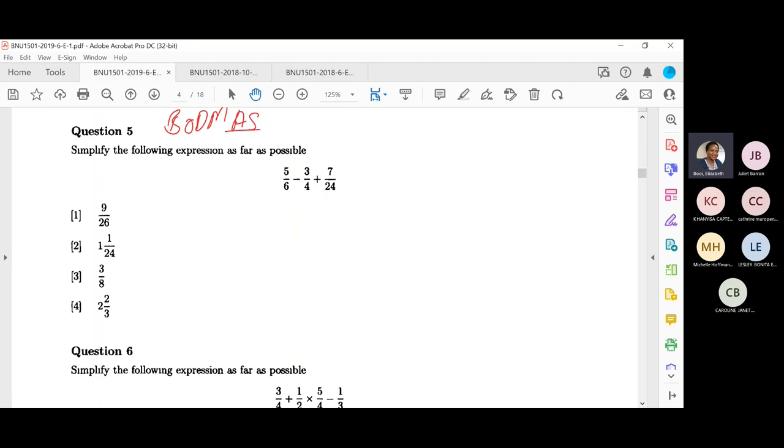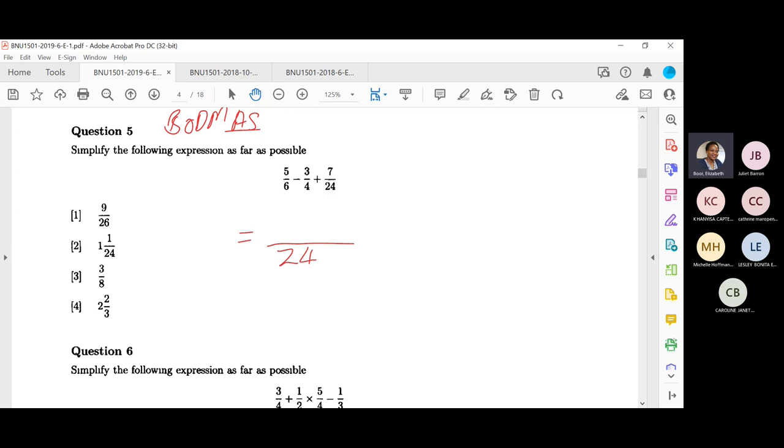A common denominator is that number that all the other numbers can divide into and not leave a remainder. So we have 6, 4, and 24. What will be the number that 6, 4, and 24 can divide into and not leave a remainder? 24. So our common denominator will be 24. You're going to write your common denominator 24 at the bottom.